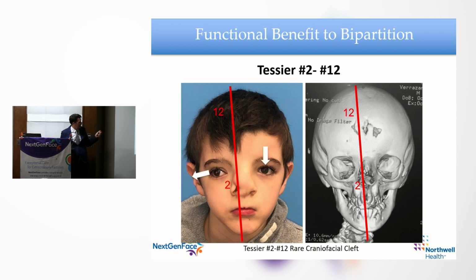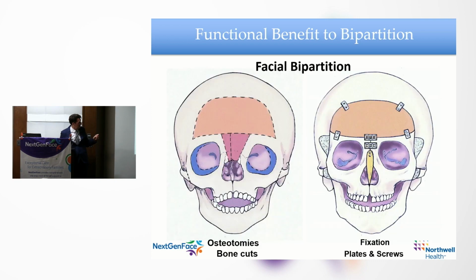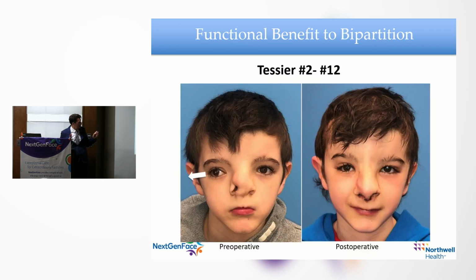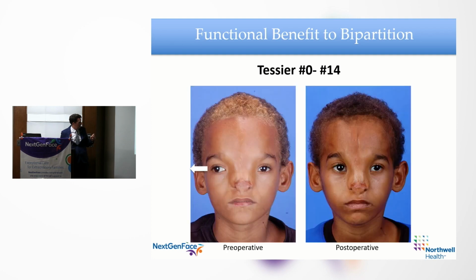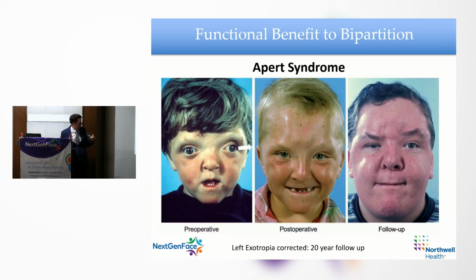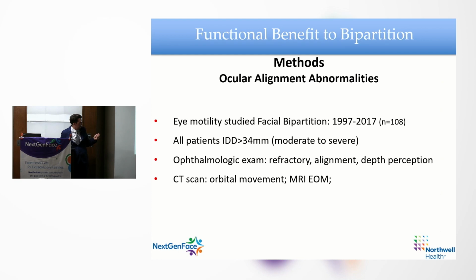You can see from this Tessier cleft, the eyes pointing to the right, and then afterwards, with this facial bipartition, we fixed the eye movement problem. So it happens in some of the cases, we've looked at it more carefully with our 0-14 clefts, exotropia preoperatively, fixed postoperatively, and then this is a case I did with Dr. K as a fellow. Long term, you can see the orbit, the eye movement is fixed, even in follow-up.